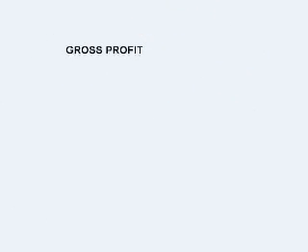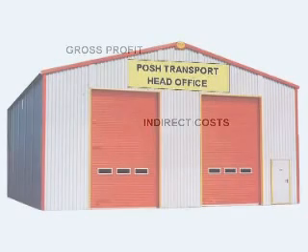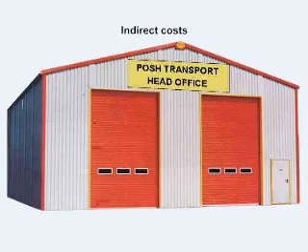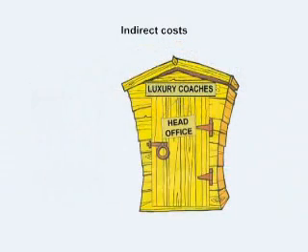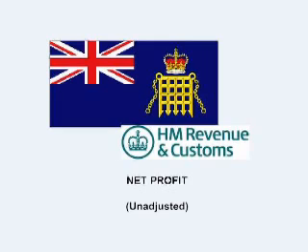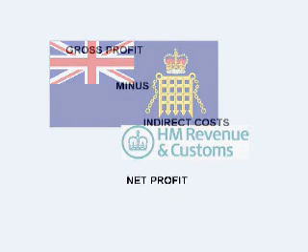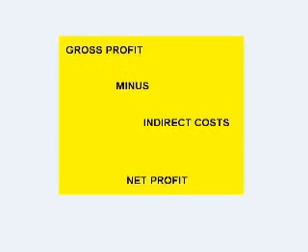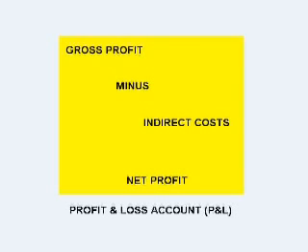We now start again, but starting with gross profit. We then have the variable housekeeping element known as indirect costs. An example is buildings, which could be in a posh location or just simple. Finally, when we deduct our indirect costs from our gross profit, we get our net profit. This net profit may have to be adjusted later to fall within revenue and customs tax guidelines. These three items, this sum, forms what is called the profit and loss account.